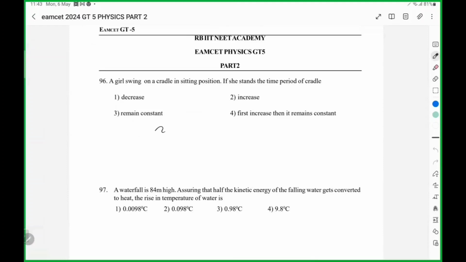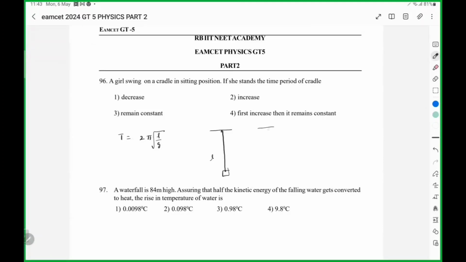Here, for a pendulum, the time period is 2 pi root L by G. L is the distance from the point of suspension to the center of mass. When a girl is sitting here, L will be this.